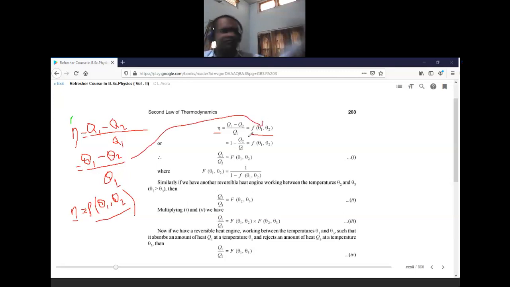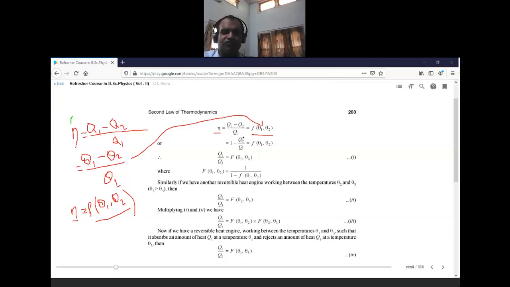Here they have skipped one part. Therefore we can write Q1 by Q1 minus Q2 divided by Q1, that is 1 minus Q2 divided by Q1, is a function f of theta 1, theta 2. Or we can write Q1 divided by Q2 as they have written. So you have understood how this is coming.